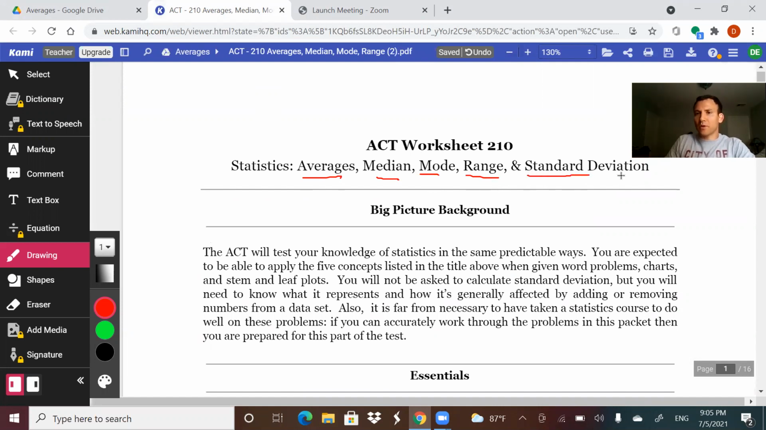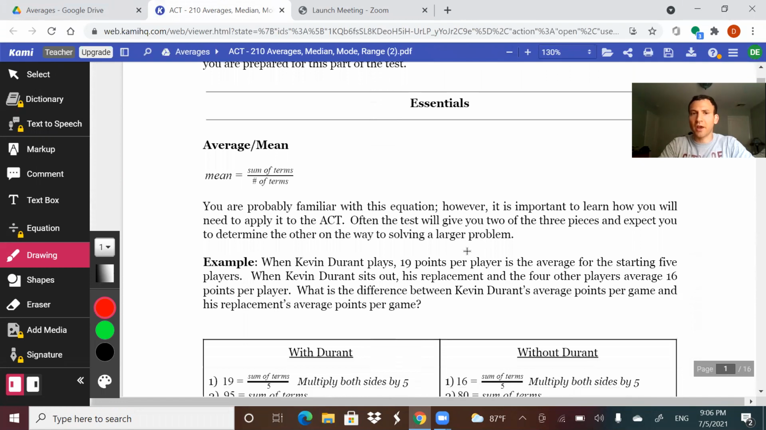And we'll also talk about what standard deviation is. Not a common concept on the ACT, but it does come up here and there. I'd say maybe 1 out of every 5 tests, and I'd hate to see you miss a question just because you're not familiar with the concept. So we'll cover what standard deviation is as well. And luckily, you don't need to know how to calculate it. You just need to understand the concept to be able to get the problems on this test.